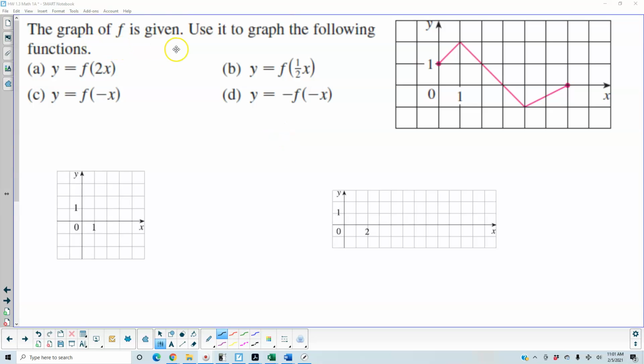The graph of f is given. We want to use it to graph the following functions. So for part A, we want to graph y is equal to f of 2x. So first, let's take a look at this point here.